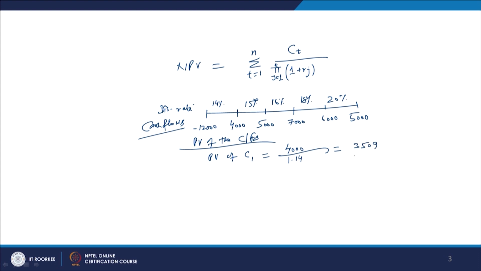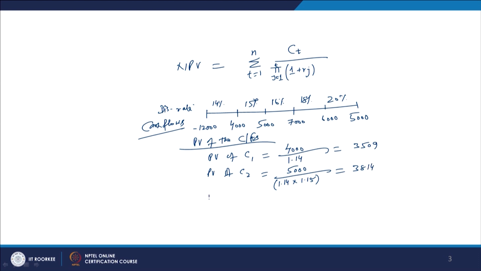3509. But this discount rate of 14% is valid for the current period only, not for the future period. Then the present value of C2, cash flow number 2, which is 5,000. How will you calculate the present value for this? It will be calculated by discounting with 1.14 into 1.15, right, and if you calculate the present value of this amount, this works out as 3814.